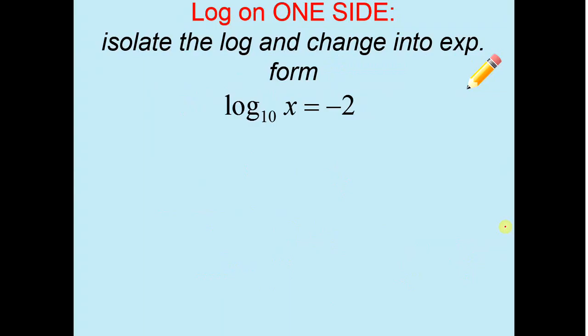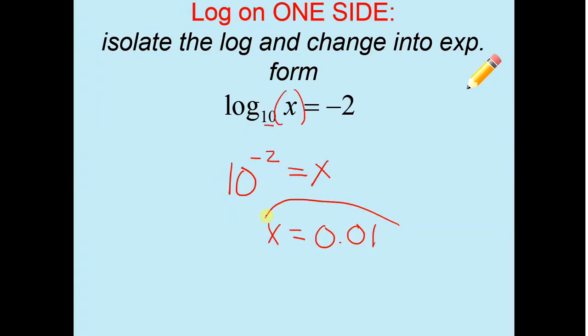Log on one side. Isolate the log and change it into exponential form. So kind of like when we had exponential only on one side, we changed it to log. We're going to go opposite of this. Notice how you can't get to this x right now because it's log base 10 of x. So you're going to want to go to exponential form because your log's alone. So it'd be 10 to the negative 2 equals x. Okay? 10 to the negative 2 is equal to 0.01. And it does check out. If you check that on a calculator, it will check out.